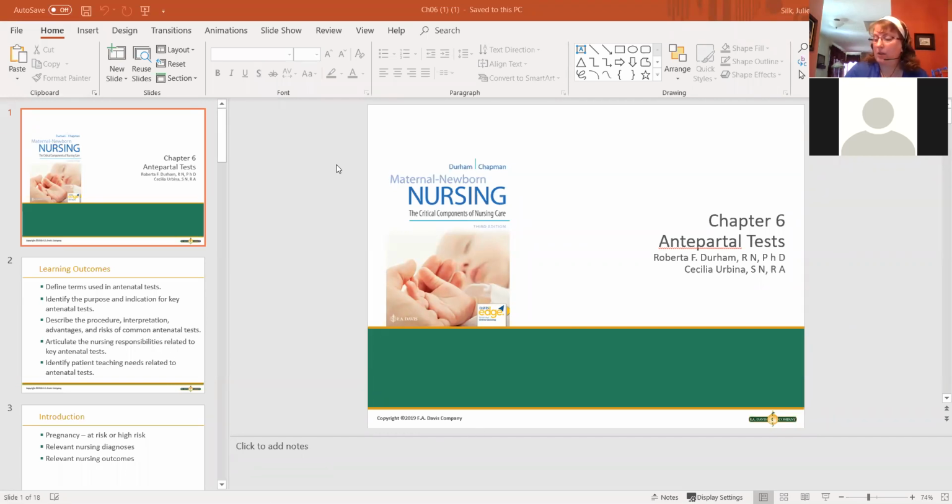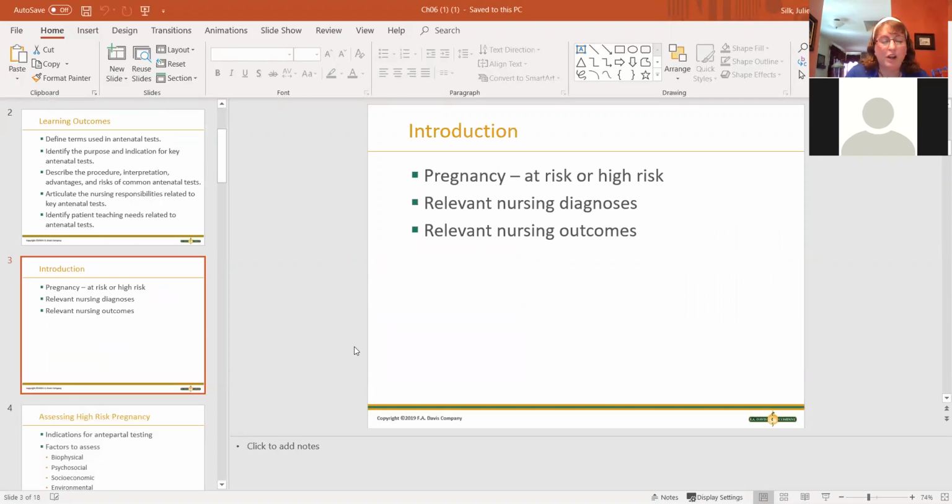In this chapter, it just starts talking about antepartal tests. What this means is, this is before someone has a baby and you're maybe worried about their pregnancy for some reason, and you're trying to figure out specifics about what's going on with this baby or this mother. So, again, the chapter focuses mainly on these tests. They're offered to pregnant women, focusing specifically on at risk or high risk pregnancies. So that's what we're getting into in this chapter.